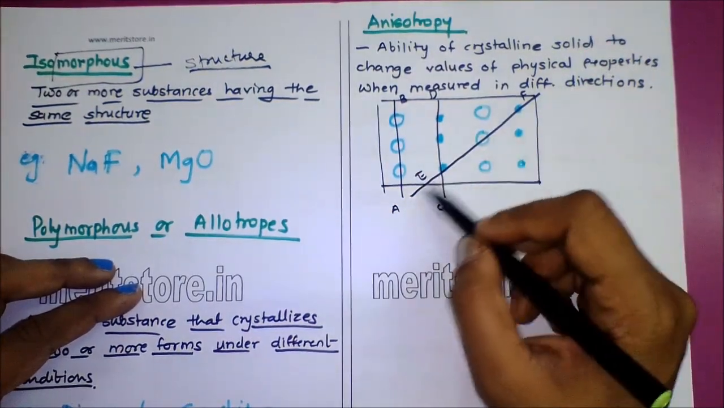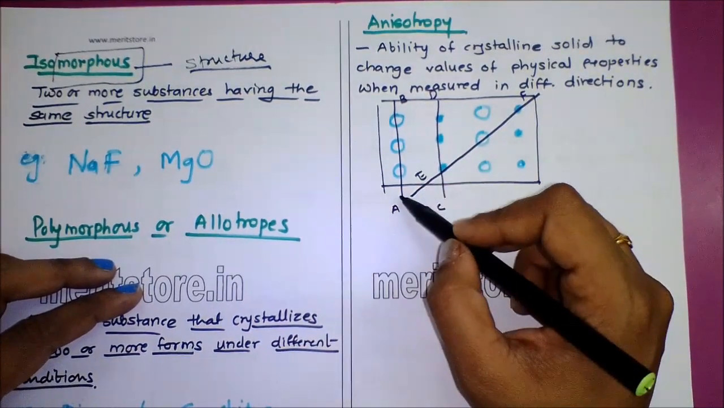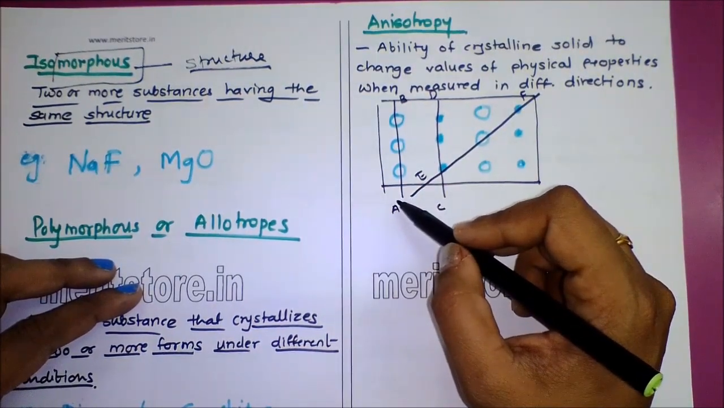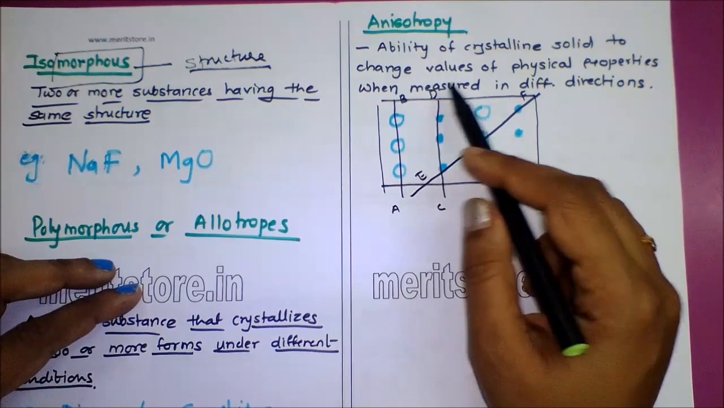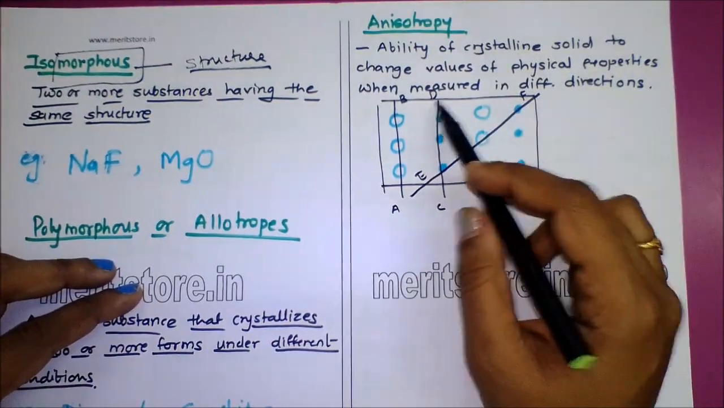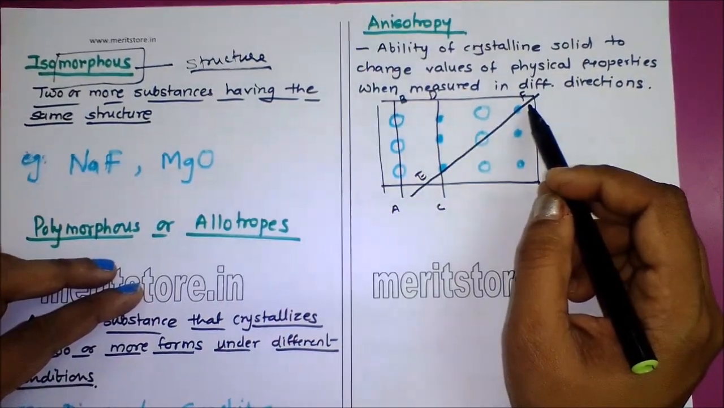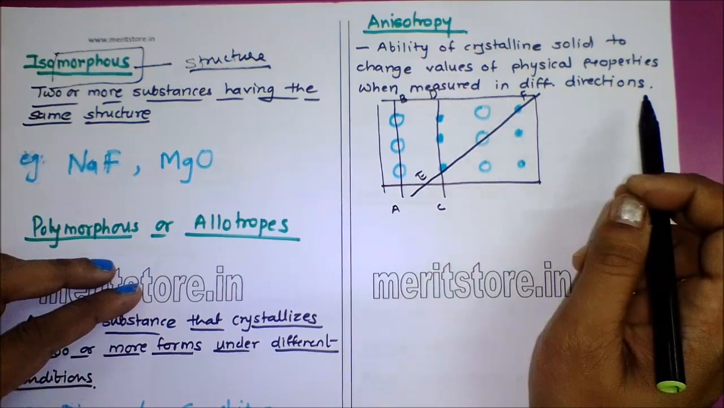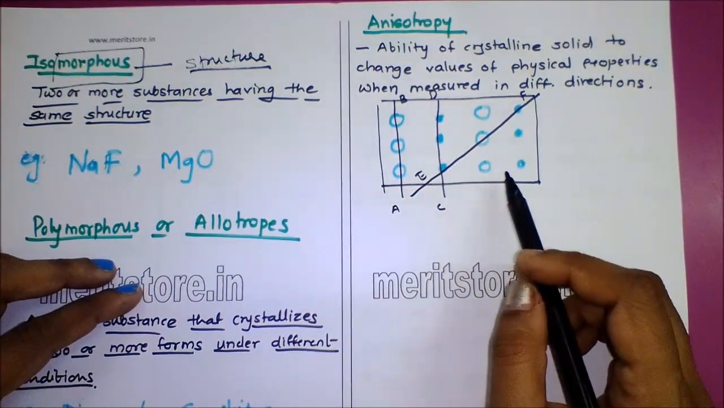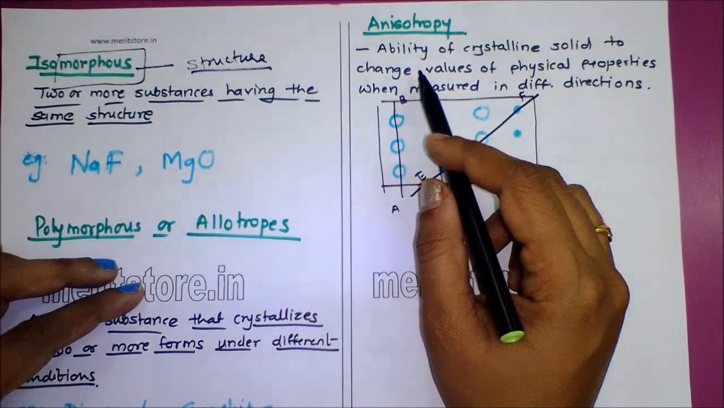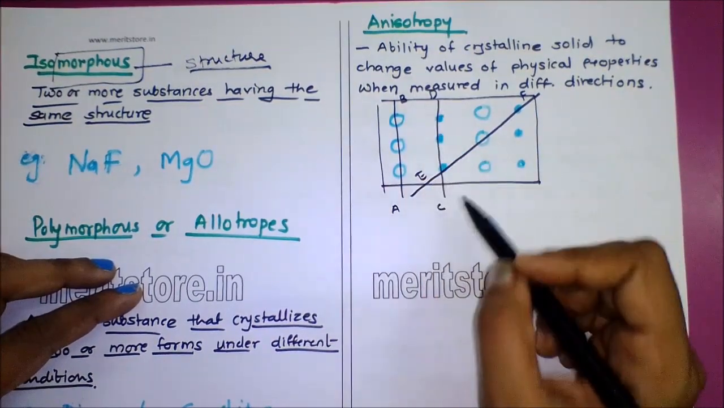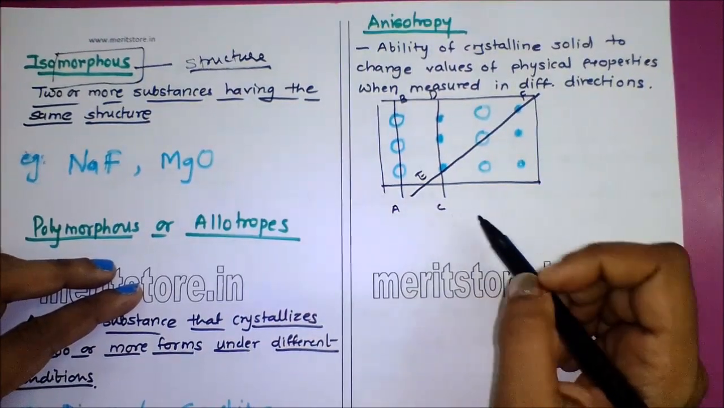So every time, since the arrangement of particles is changing, the physical property will also change. The ability of the crystalline solid to change the value of the physical properties when measured in different directions, we call this particular ability anisotropic. And this kind of anisotropy you will find most of the time with the crystalline solids.